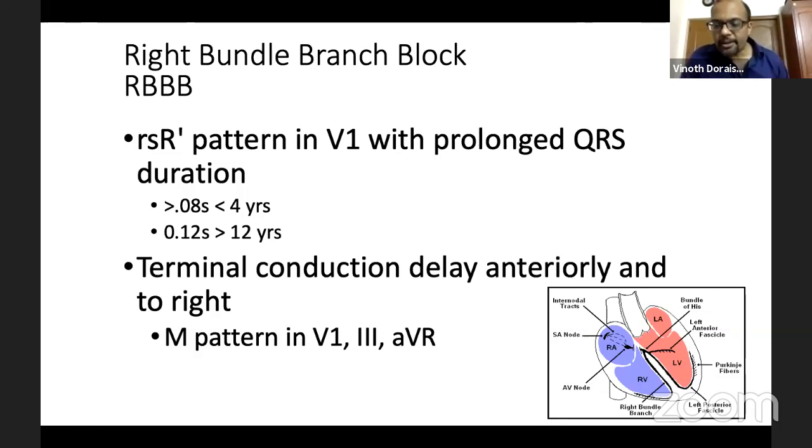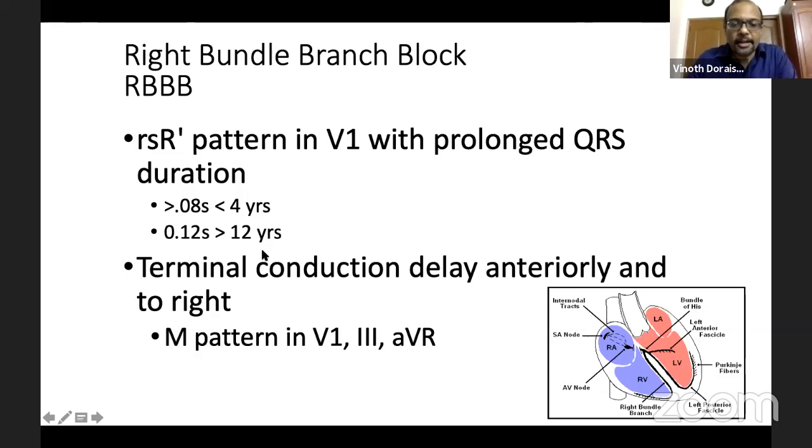Then after that, because the left bundle branch is normal, the depolarization of the left ventricle also happens normally. So the middle portion of the QRS complex is normal. Then after that, depolarization of the right ventricle will happen after the left ventricle, which happens by muscle fiber to muscle fiber depolarization because there's a right bundle branch block. So the terminal part of the QRS complex will be wide or slurred. Okay, so you will have an rSR' pattern in V1 with a prolonged QRS duration, which is more than 80 milliseconds when it's 4 years or less, younger children, and if it's more than 12 years or adults, more than 120 milliseconds.